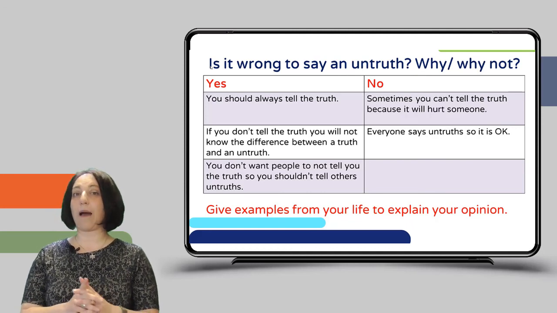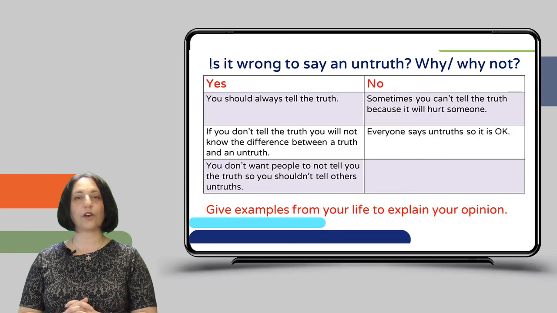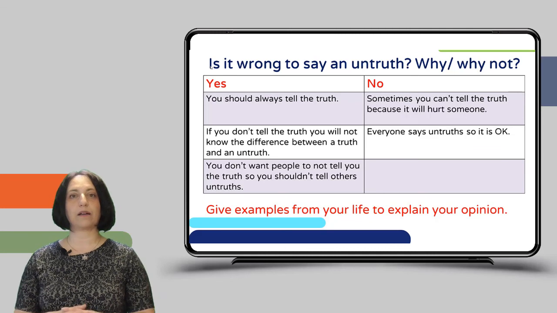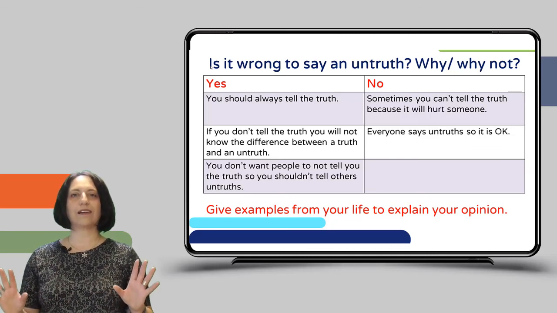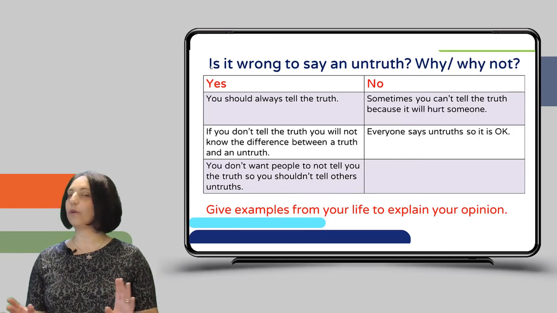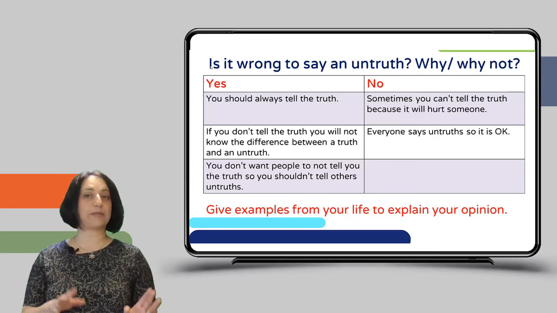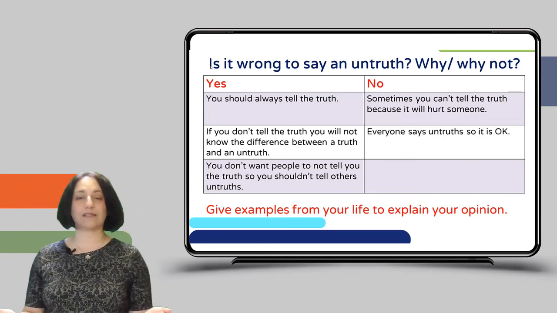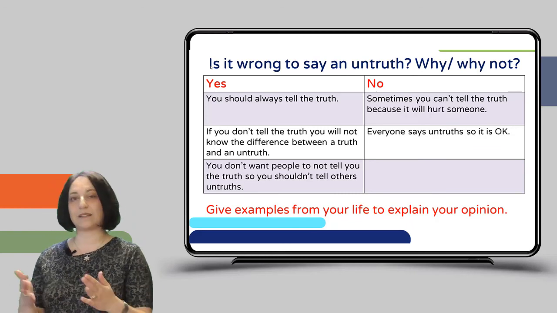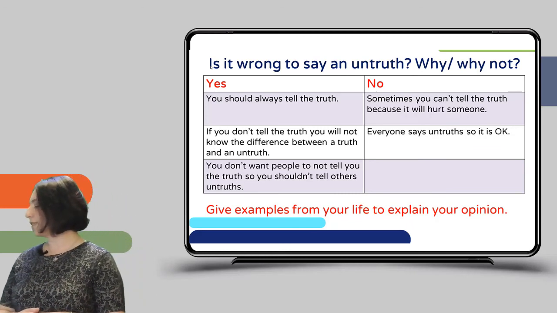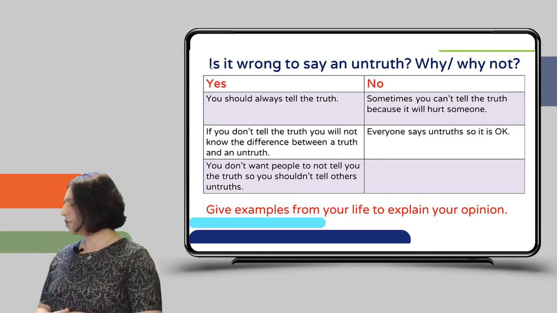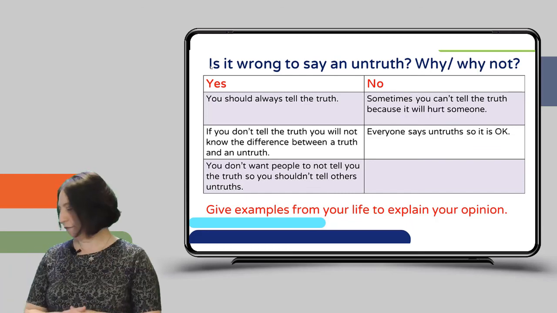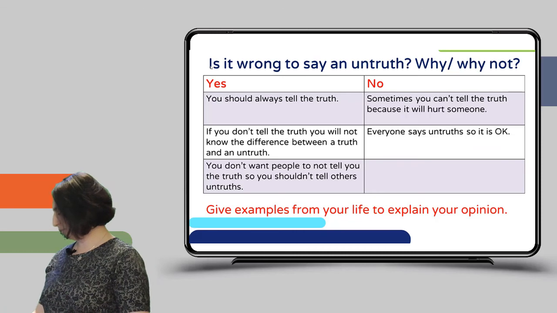Do you think Katrine was upset with Mama because she told her an untruth? We don't know if Katrine was upset with Mama. She was definitely shocked. But do we know if she was upset? We don't. What do you think? Do you think she was upset with Mama? Then we can say no. Sometimes you can't tell the truth because it will hurt someone. Maybe in this case it would hurt Katrine. Everyone says untruth, so it's okay. So now I want you to decide which one and then give examples from your life to explain your opinion.